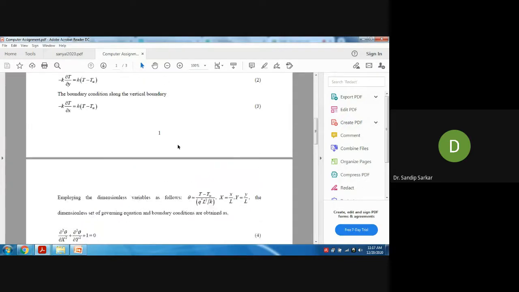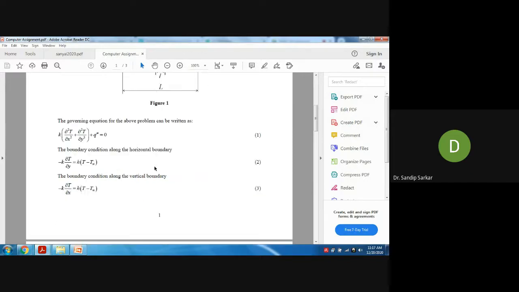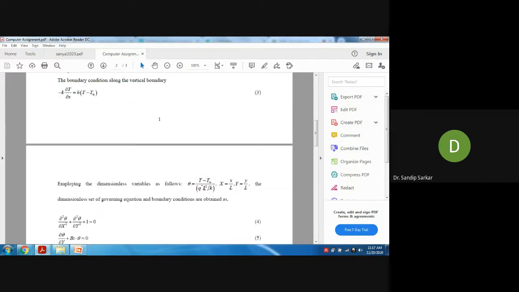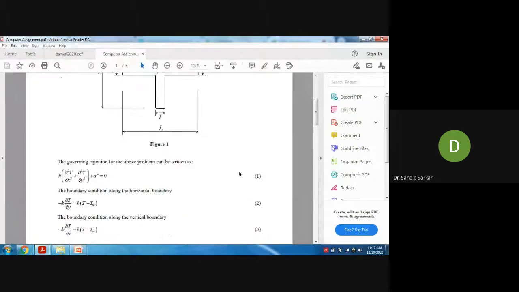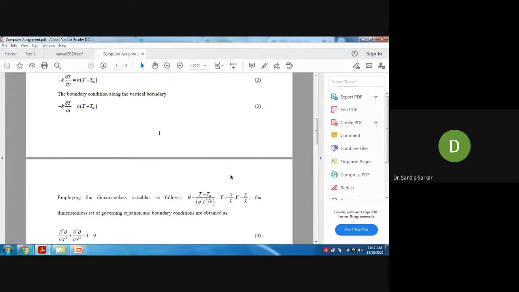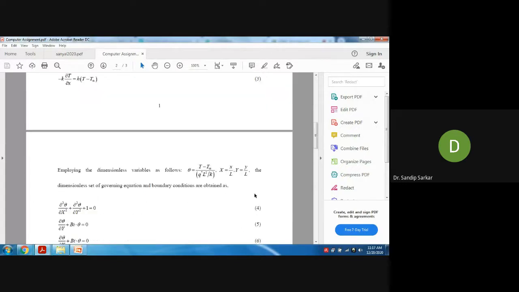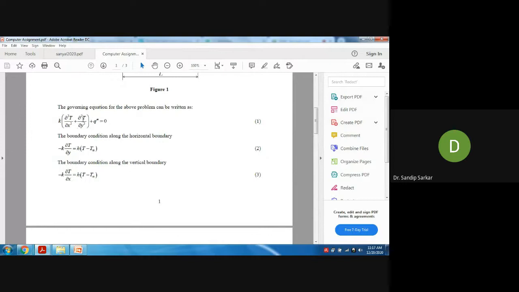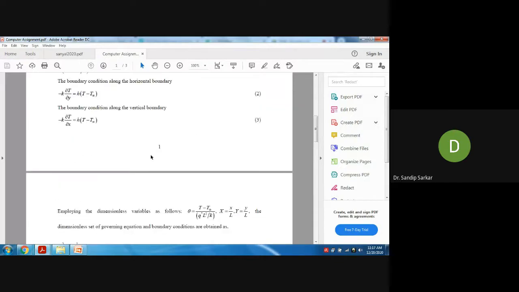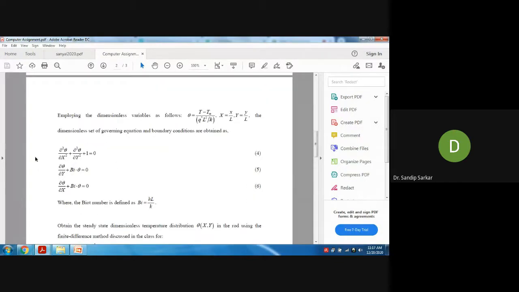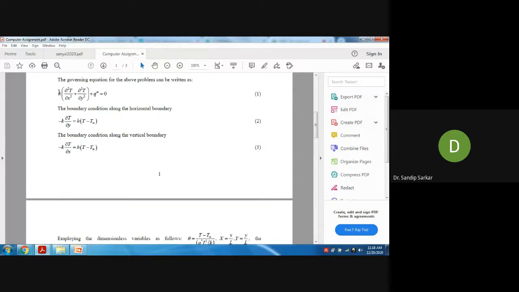So how to make equations dimensionless for the heat generating phase: theta equal to (T minus T infinity) by (q triple prime L square by k), capital X equal to small x by capital L. So I am making it dimensionless with respect to capital L. And capital Y equal to small y by capital L. If you make this equation dimensionless by employing these parameters, you will obtain a dimensionless governing equation: del 2 theta by del X2 plus del 2 theta by del Y2 plus 1 equal to 0. This is the dimensionless form of the temperature distribution equation.